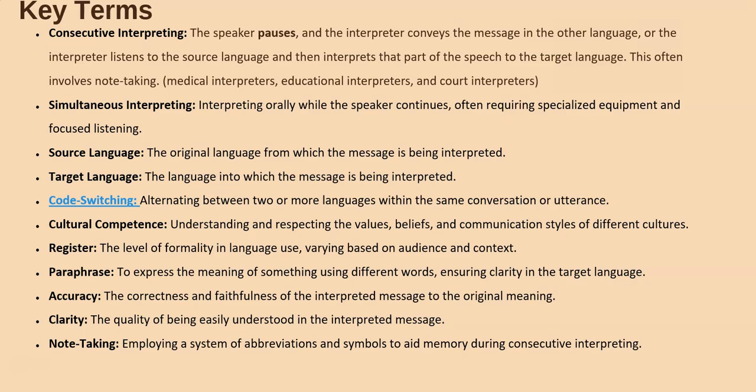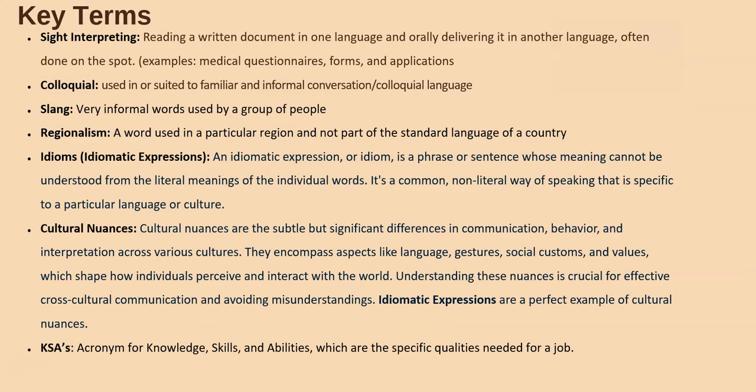Very important for you to go over the key terms: consecutive interpreter, simultaneous. What is the source language, right? What is the target language? What is code switching, or in other words, could be referred to as Spanglish would be one example. Why is it important to have cultural competence? And then what is the register? What is paraphrasing when it comes to interpreting? Accuracy, clarity, note-taking, sight interpreting, colloquial slang, regionalism, idioms, and cultural nuances, and KSAs.